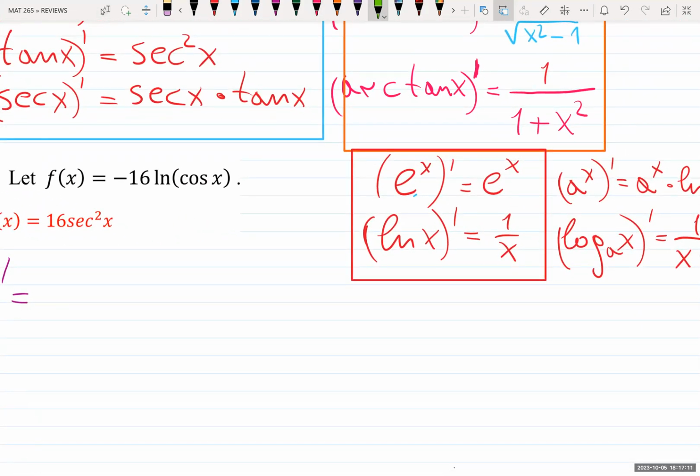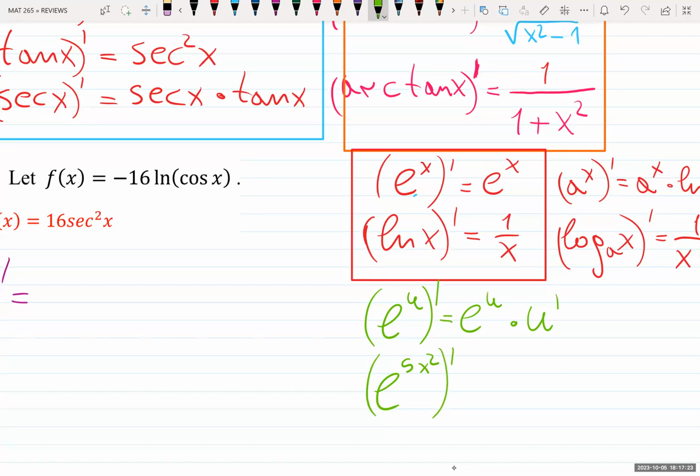Let me show you chain rule a little bit. e to the u prime is copy times u prime. That's when u is a function. For example, e to the 5x squared prime is e to the 5x squared times derivative of the function inside. But inside, in this case, it's in the exponent, like so. So times 10x. So that's the example.